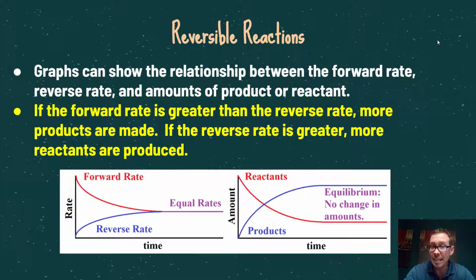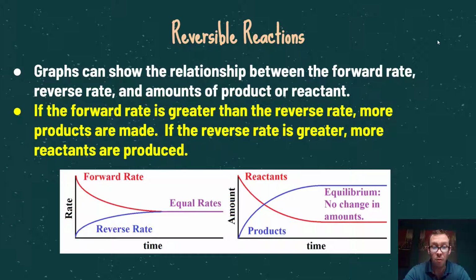Graphs are really nice because they can show the relationship between the forward rate and the reverse rate of the reactions, as well as the amount of product or reactant that is given. If the forward rate of the reaction is greater than the reverse rate, you're going to make more products. Makes sense. If I've got more going forward and less going backwards, then I'm going to make more product. If the reverse is true, and the reverse reaction is greater, more reactants are produced. So these two graphs are really important because they show rate as well as amount.